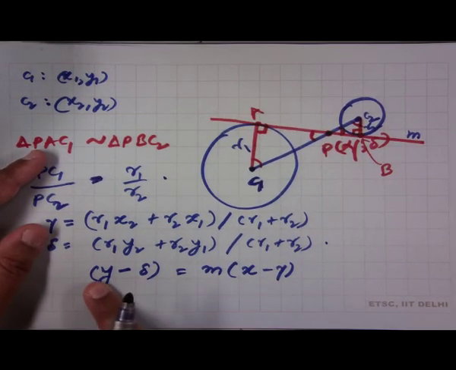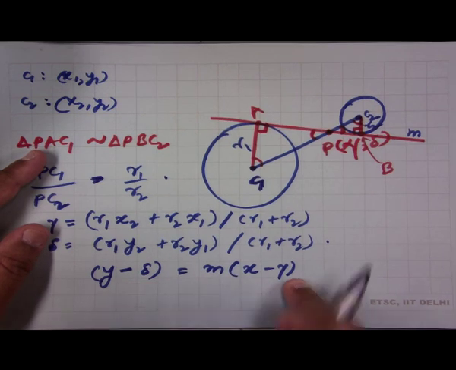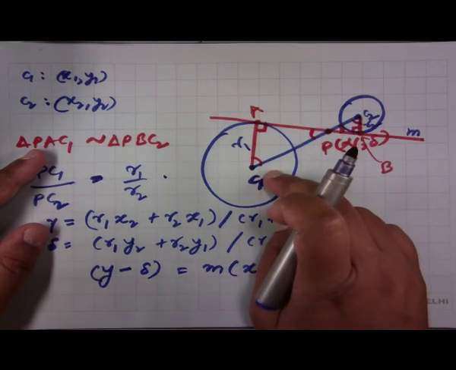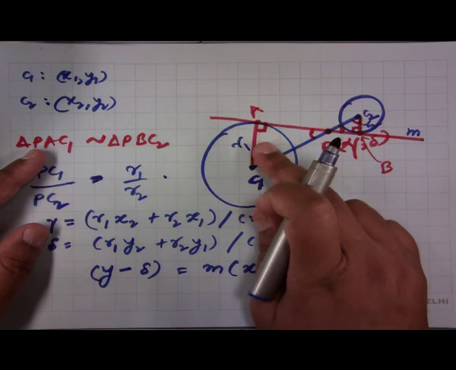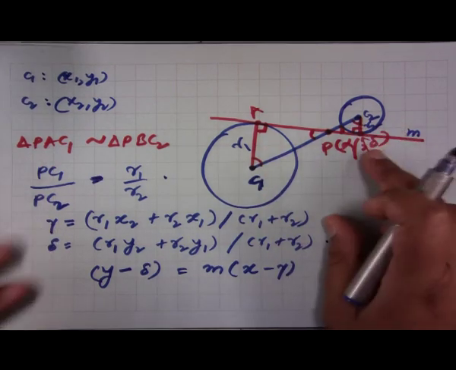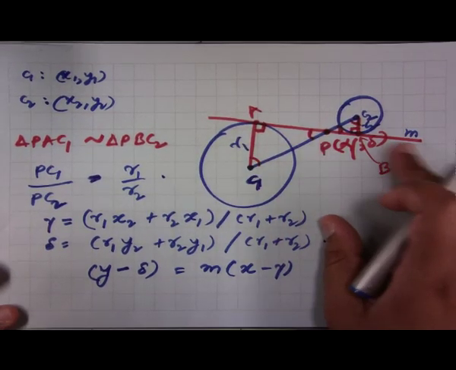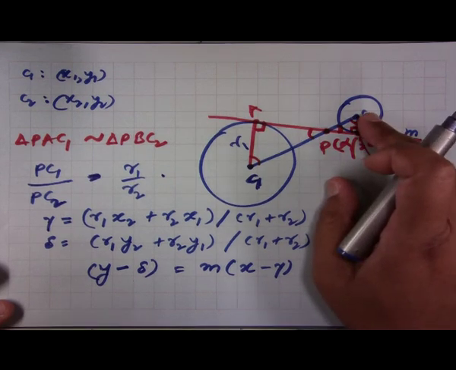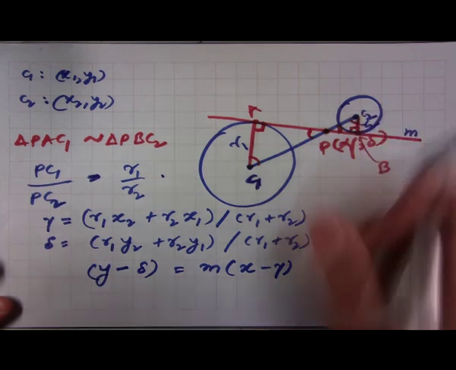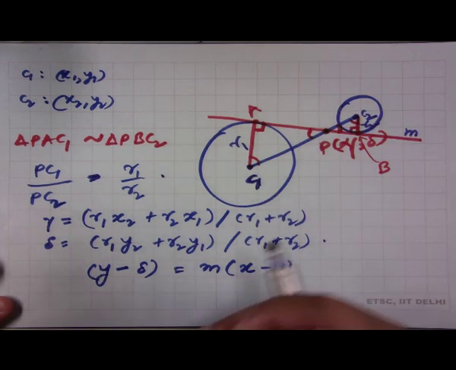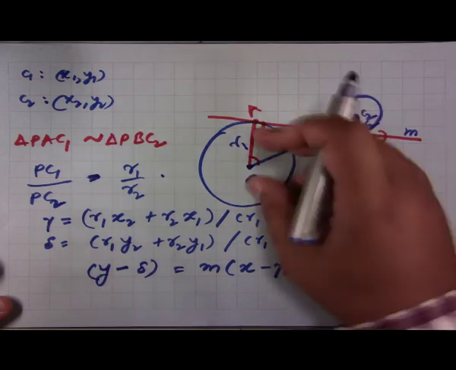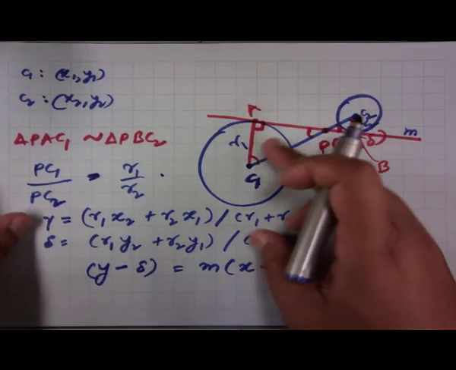So, the minimum distance of this straight line from the center C1 of the first circle must be r1, and similarly the minimum distance of the same straight line from the center C2 of the second circle must be r2, and a little bit of calculation will show that both these things are one and the same. So, we will again get two equations.